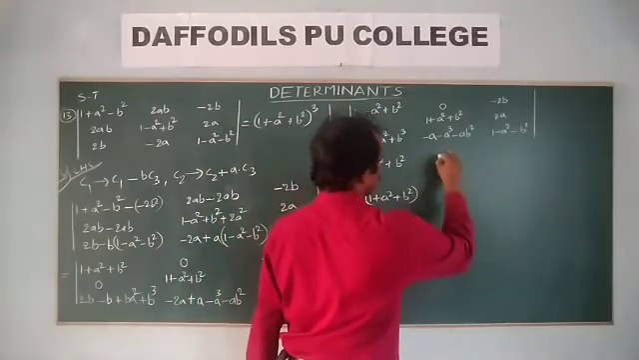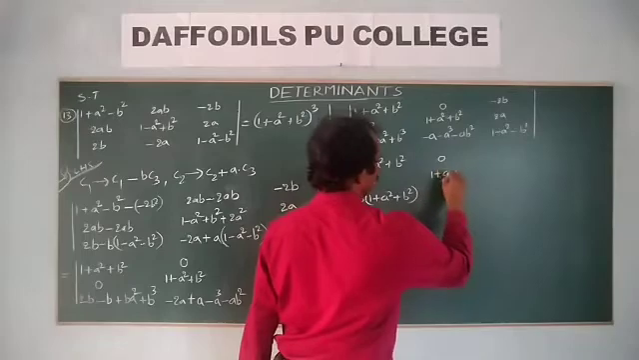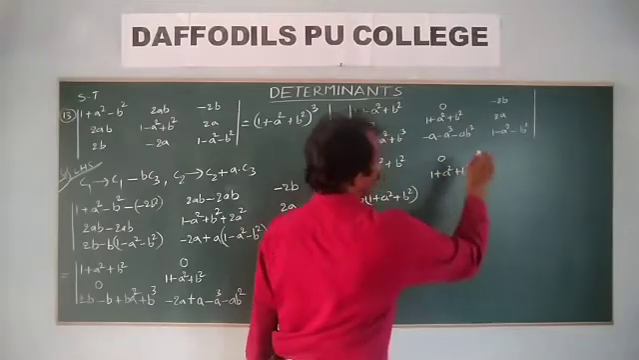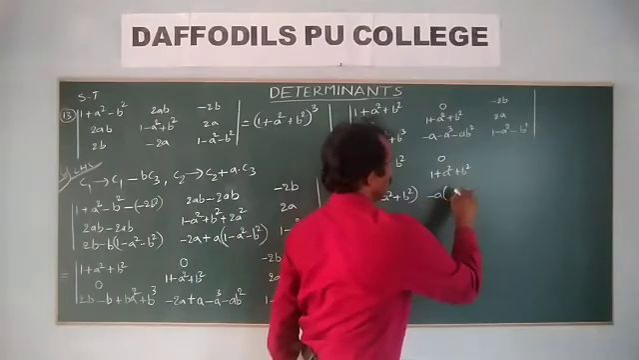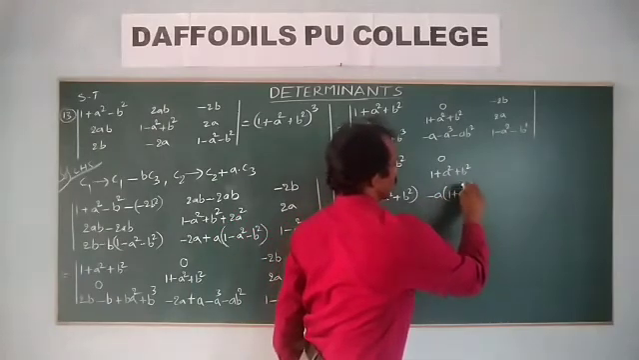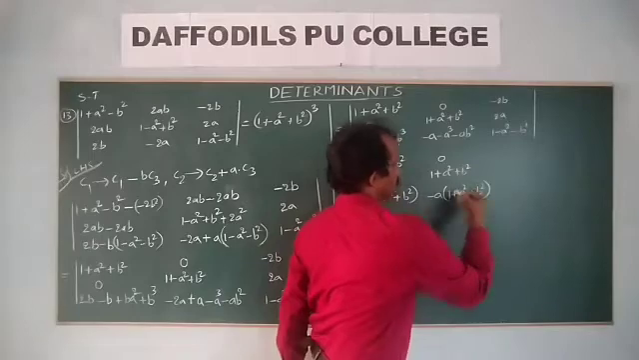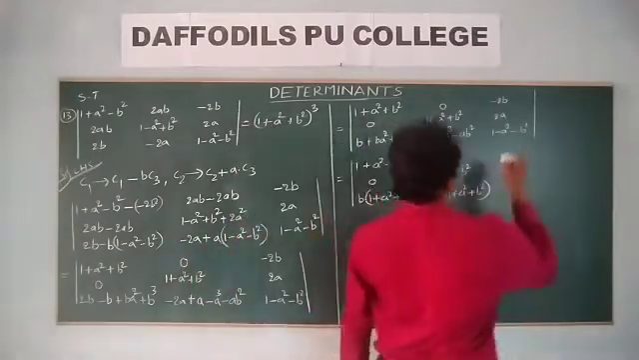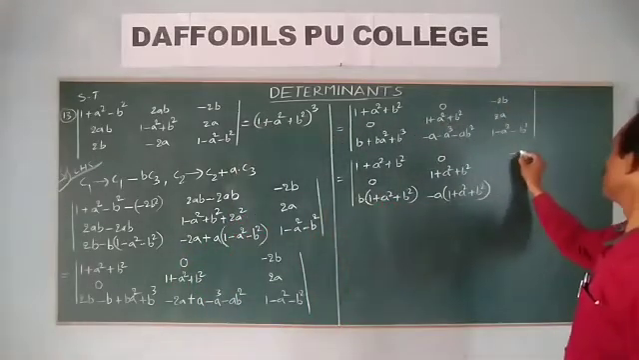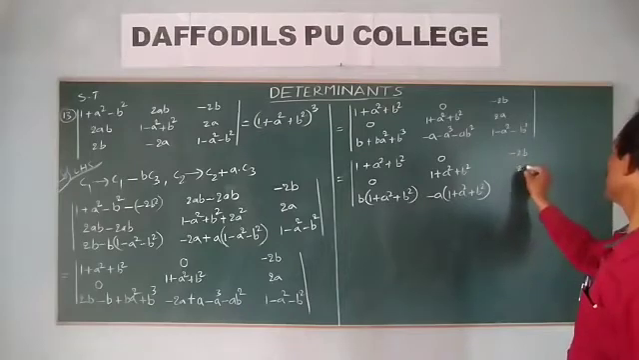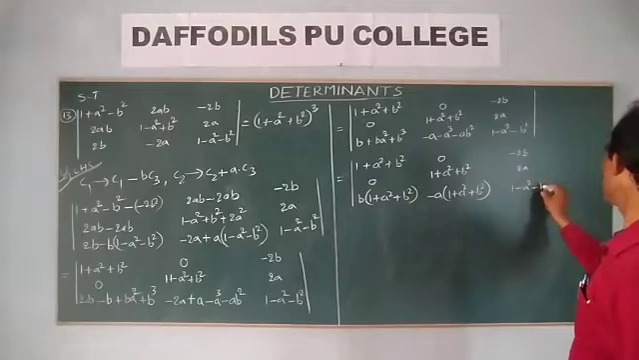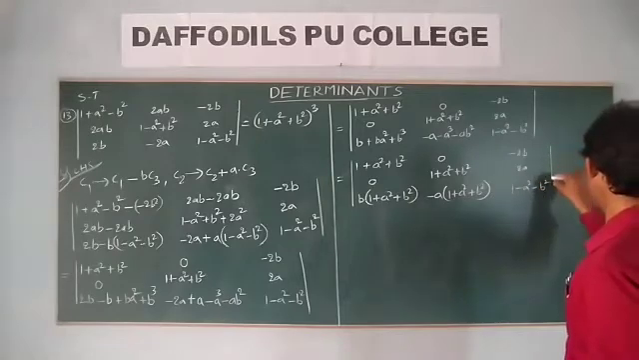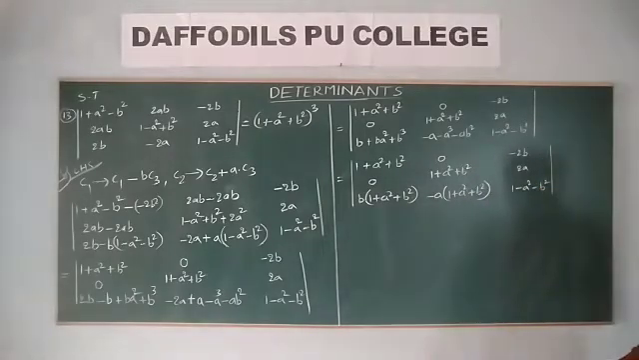Next here 0, 1 plus A square plus B square. Here also minus A common, 1 plus A square plus B square, and here the remaining terms are minus 2B, 2A, 1 minus A square minus B square.